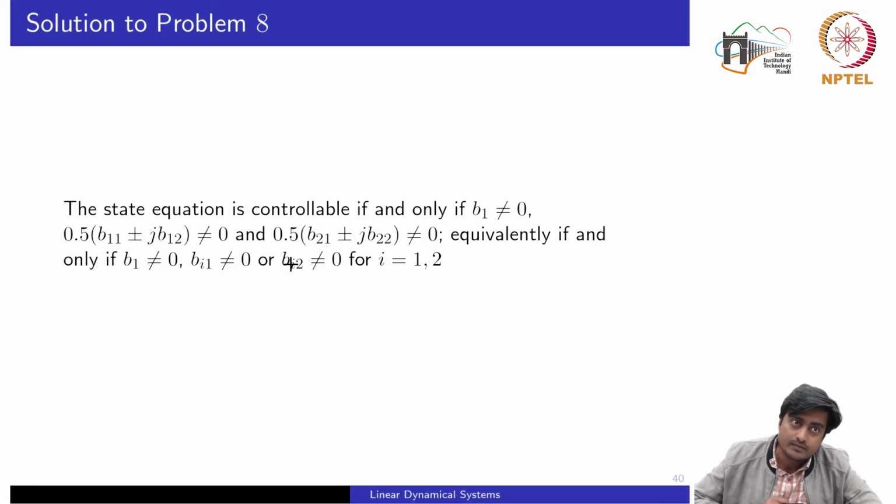which is again equivalent to saying that B1 is not equal to 0 and the parts of B associated with the eigenvalues are also not equal to 0. So this is another good test to check controllability: if it is possible to compute the modal form, then by looking only at the B matrix, we can comment directly on the controllability, or you compute the rank of the controllability matrix.